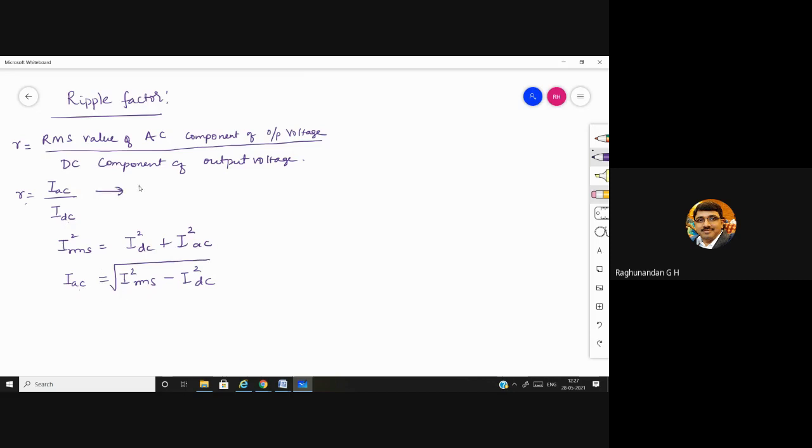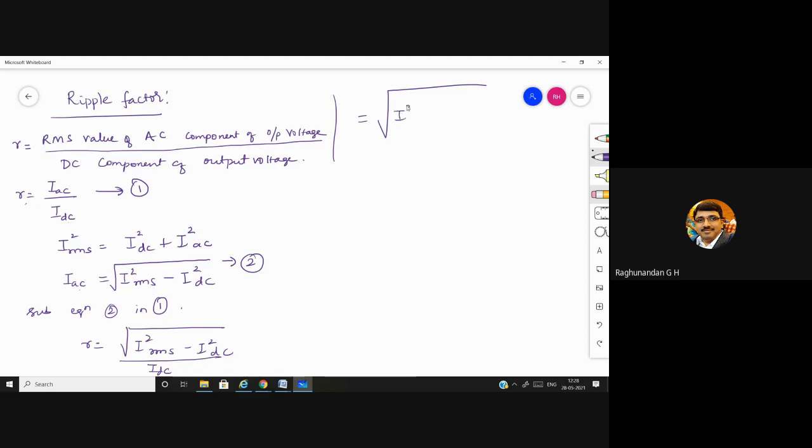Now take this as equation number 1 and this as equation number 2. Substitute equation 2 in 1. When you substitute equation 2 in 1, we get R is equal to root of I square RMS minus I square DC, divided by IDC. Next step, I'll take IDC inside the root. So it is I square RMS minus I square DC, divided by I square DC.